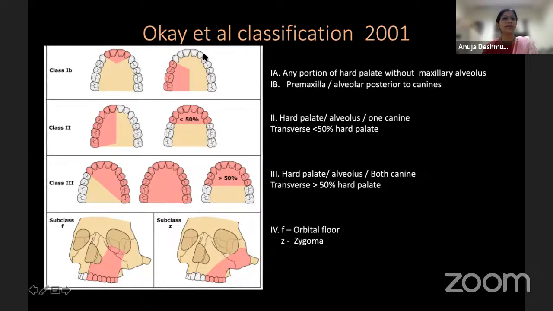a palatal defect. Type 1B is the premaxilla or alveolar process up to the canines. Then type 2 is less than 50%, type 3 is more than 50%, with subclasses for the orbital floor, that is F, and Z for the zygoma. This is also a very popular classification among the maxillofacial people, because it takes the canines into consideration. The canines are the important teeth for obturator stability. It is the pivotal point: if you have both canines, the stability of the obturator is good and the patient rehabilitation is also good. So you require at least one canine to have good stability.